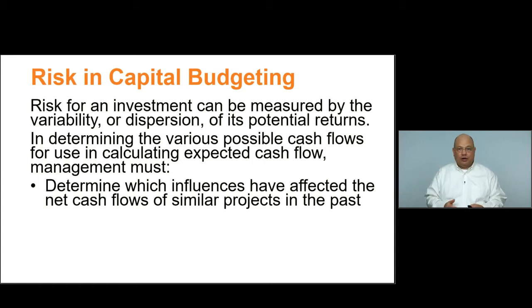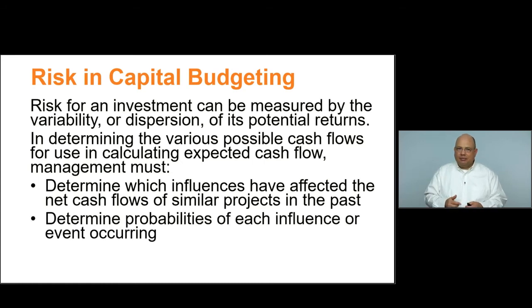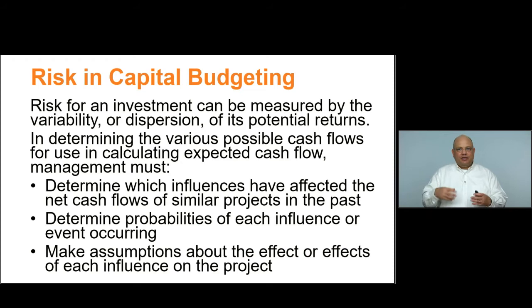We need to determine the probabilities of each of those influences or events occurring. And then we need to make assumptions about the effect of each of those items on our project. Now, again, we're talking about lots of different things that might influence this project, and there's a lot of different things that could impact how we're going to take those into account. And we'll talk about some of the tools that we have available to us to help us do that.